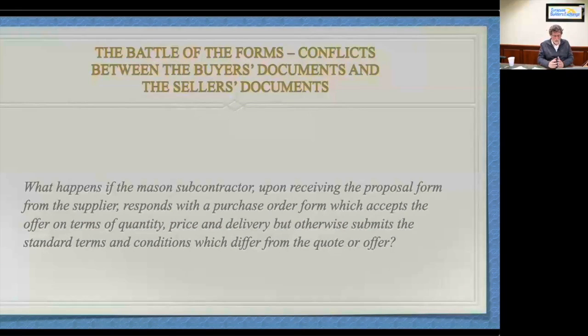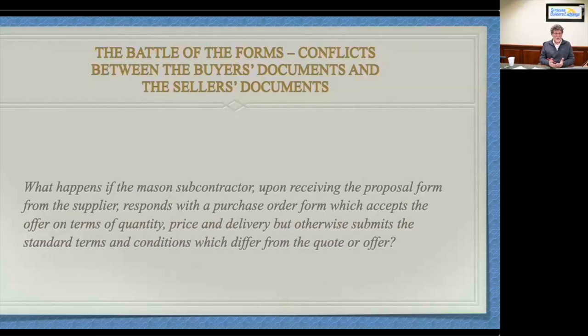But very often that quotation might go out, and it might have certain terms and conditions on it. Or it might not have any. But when the PO comes in, there might be terms and conditions. The terms and conditions might differ from what's in the quotation. Or if there are none in the quote except for the item, the quantity, the price, date of delivery stuff, then there'll be a whole new set of conditions coming into the transaction by way of the PO.